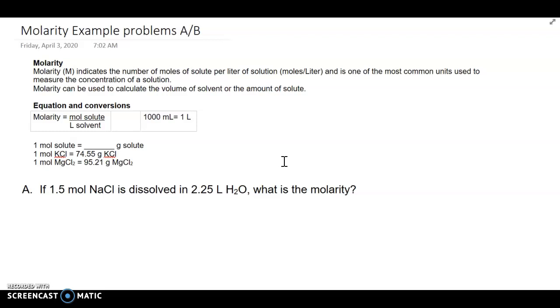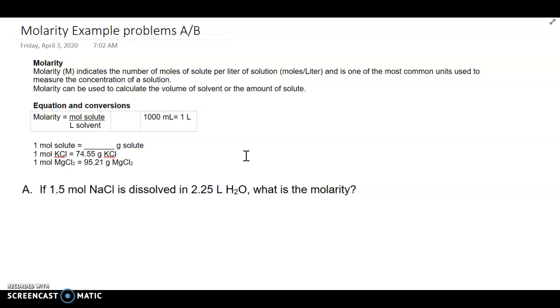And molarity can be used to calculate the volume of the solvent or the amount of the solute. So either the volume of the stuff we're putting in the liquid, or the amount of solid stuff we're putting in the liquid. So either the volume of the liquid or the amount of the stuff going in it.